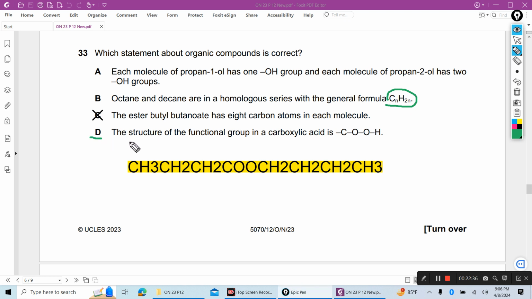Why is it wrong? The structure of the functional group in a carboxylic acid is, no, this is wrong. One oxygen is double bonded with carbon and another oxygen is single bonded with carbon. This is the structure of the functional group of carboxylic acid. So this is wrong.